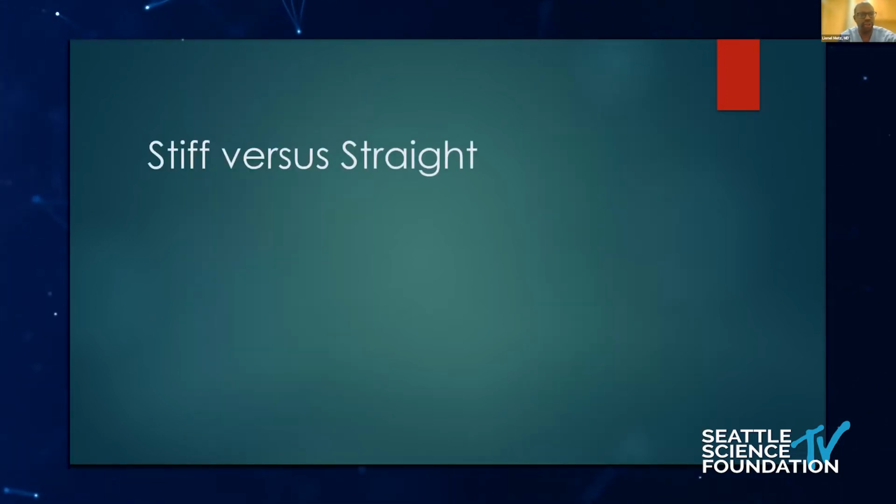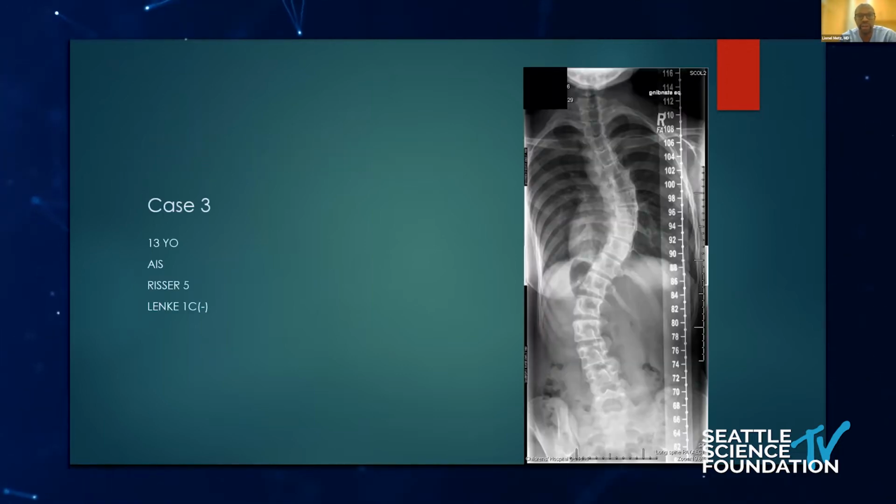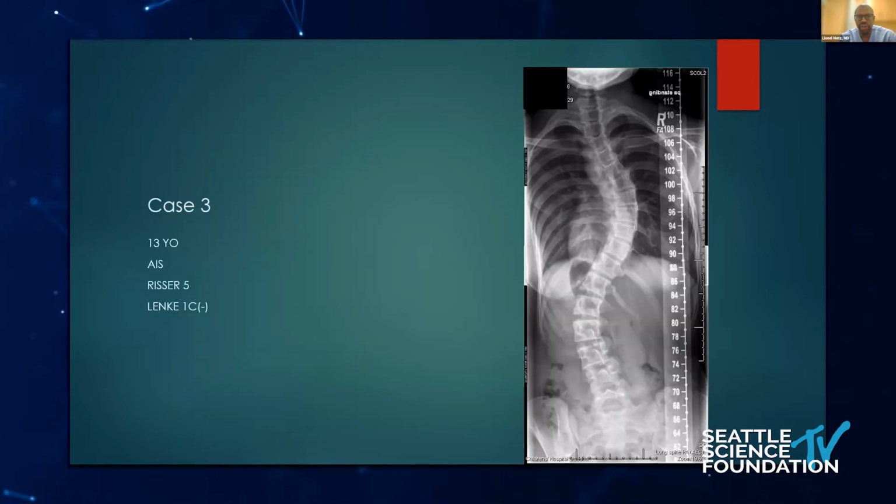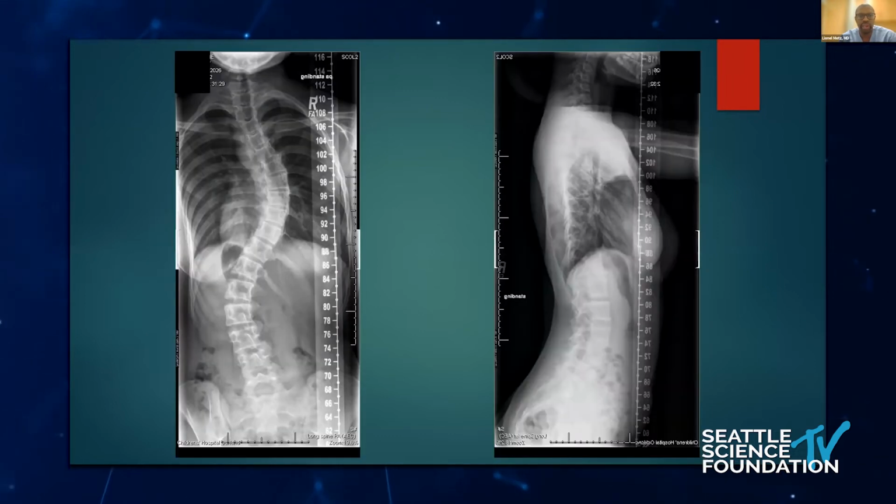And then finally, the theme I wanted to touch on before moving to some of our case presentations is the straight and stiff versus the flexible and curved spine. And so this comes into play when we're looking at our lanky 1Cs and those curves with significant thoracolumbar or lumbar curves, so subtype C curves. This is a 13-year-old, wrists are 5, skeleton mature, with a lanky 1C minus.